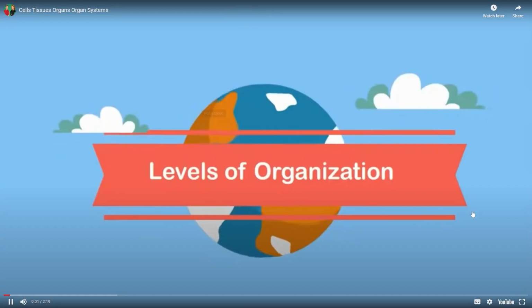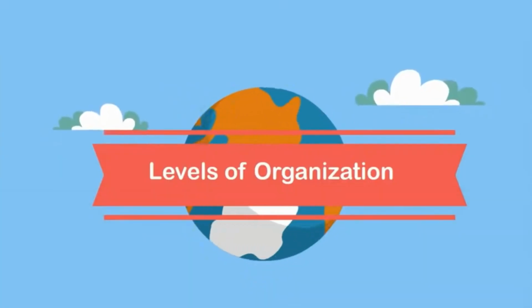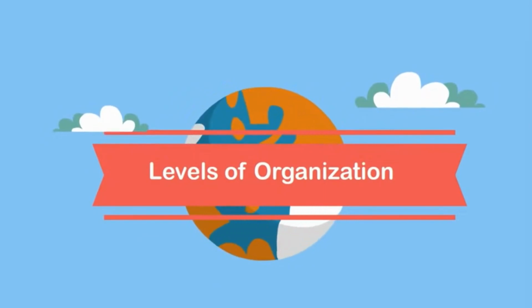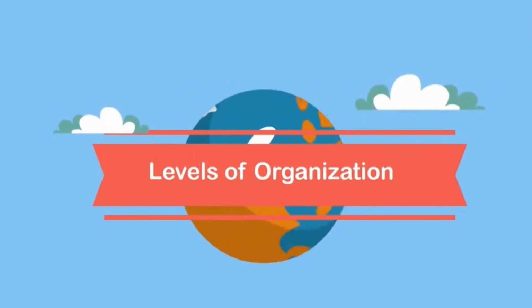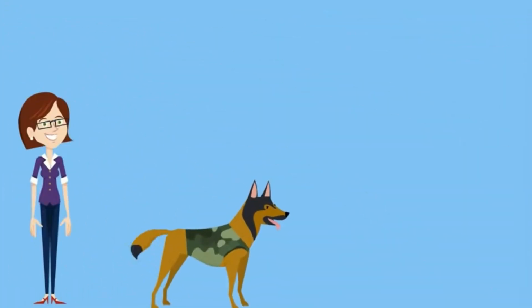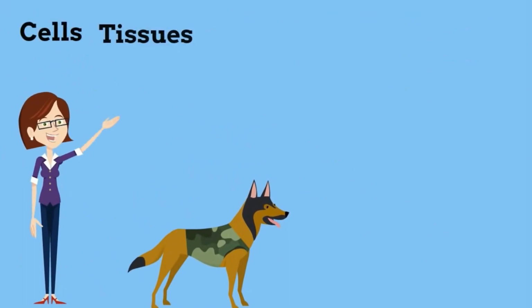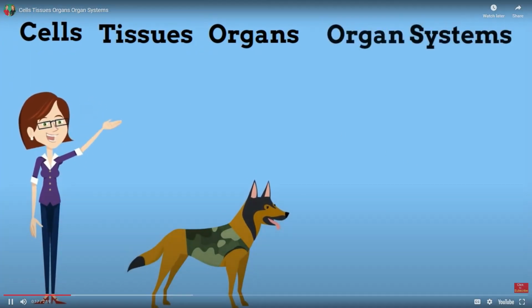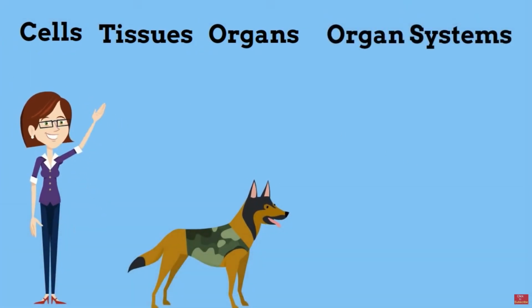Welcome to Moo Math and Science. In this video, I'd like to talk about levels of organization. In many multicellular organisms, cells work together to create tissues. Tissues create organs. Organs create organ systems, and organ systems create organisms.